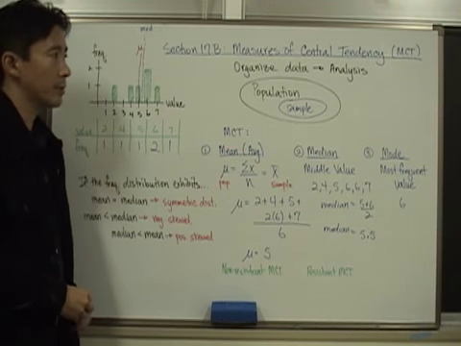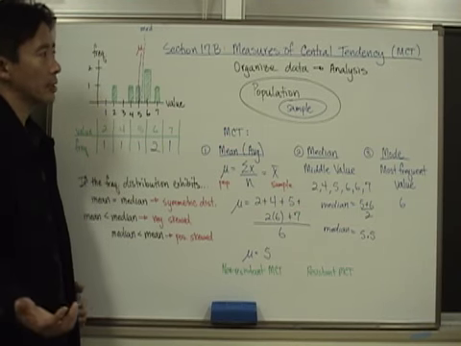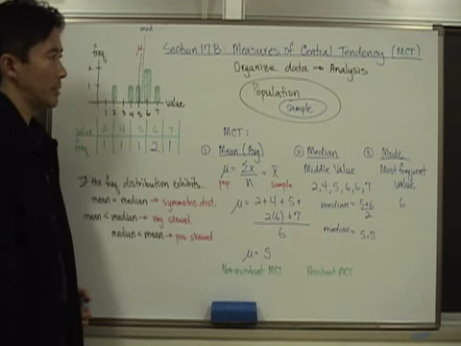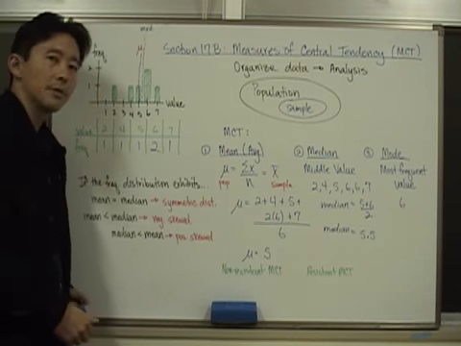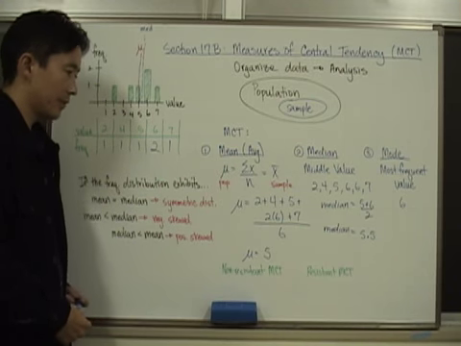Okay, so that's what we're going to be doing. We're going to be taking a look at the data that we've organized, and we're going to analyze it by looking at the measures of central tendency. Okay, so give it your best shot.